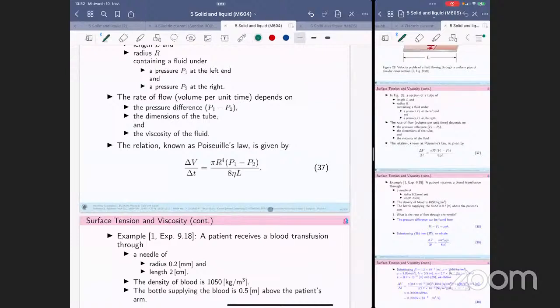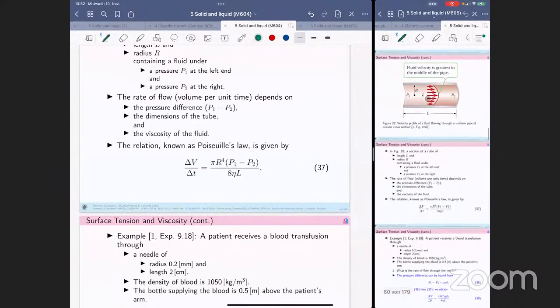Eta is the viscosity, right? And as they say, the flow inversely depends on viscosity. If that fluid has a large value of viscosity, it's going to move with difficulty. So eta appears as the denominator, and L too, right? If we have a longer route of water flow, we would have less fluid rate, right?